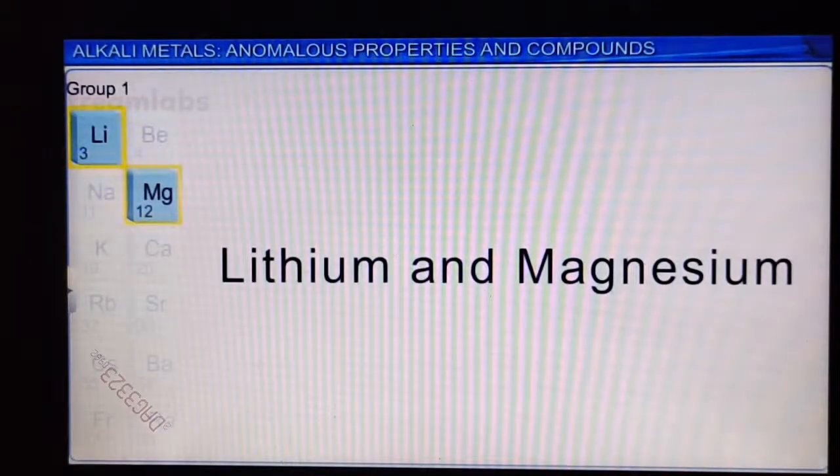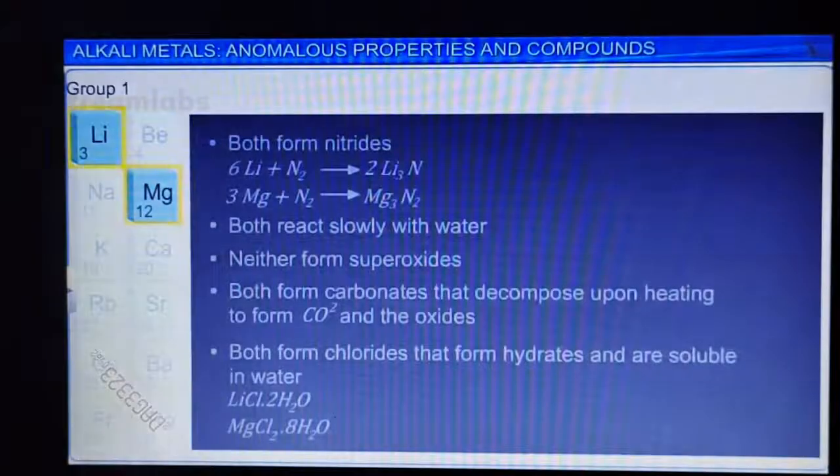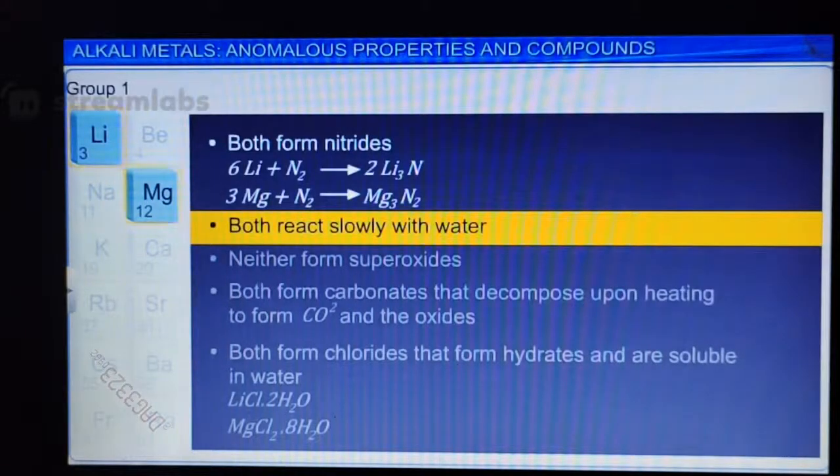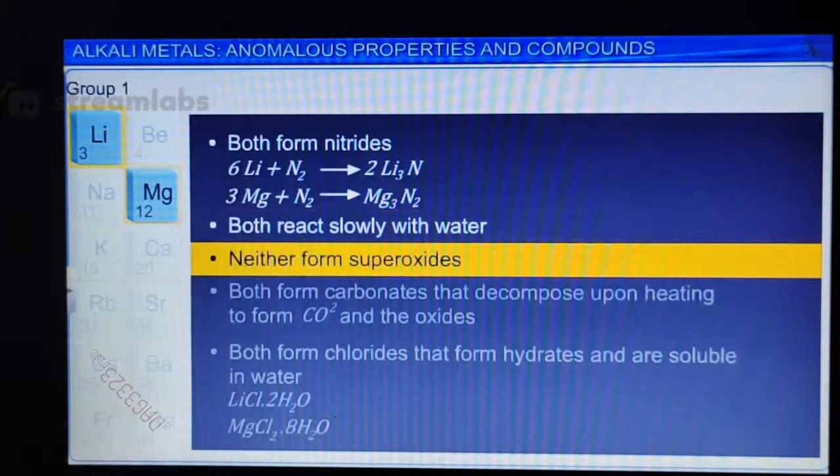Lithium and magnesium have a lot of similarities in their chemical properties. One is forming nitrates, ठीक है. ये बाकी के elements, group 1 elements, they do not react with nitrogen to form nitrates, but lithium does. They both react slowly with water. Other elements of group 1 they react very quickly. दोनों में से कोई भी सुपर ऑक्साइड्स नहीं बनाता है. These are the similar properties of lithium and magnesium.